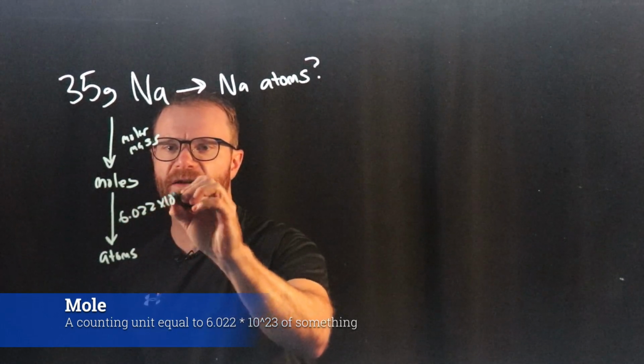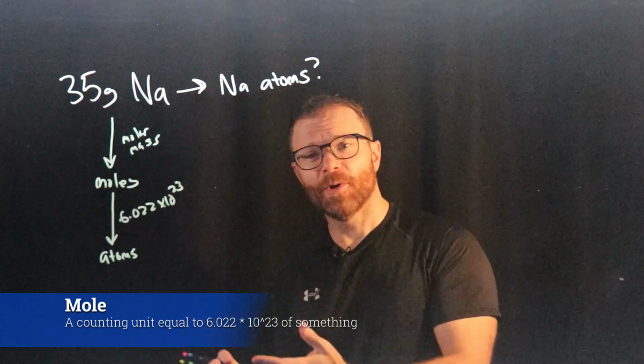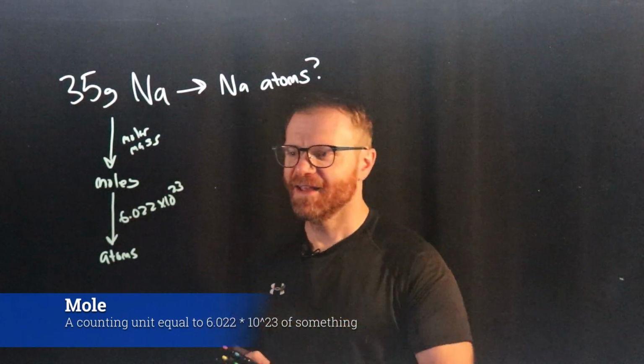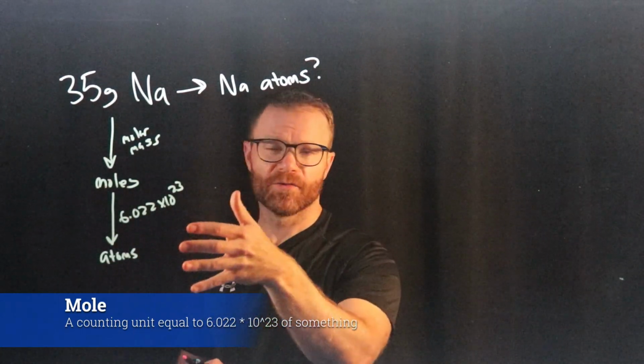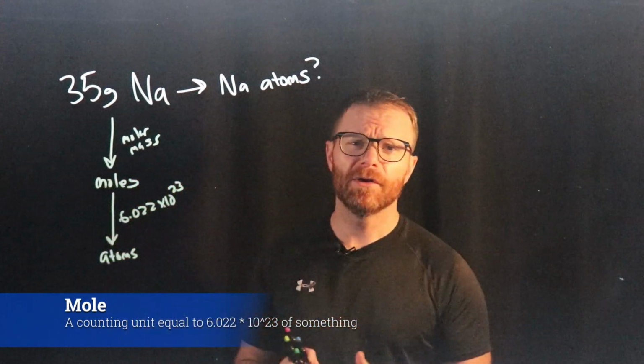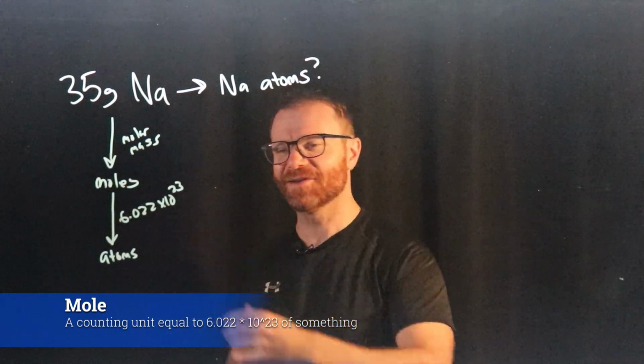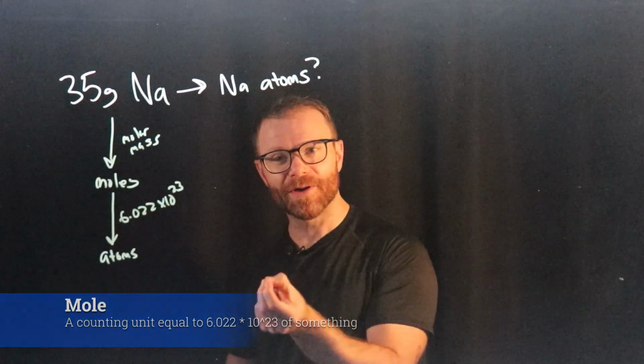6.022 times 10 to the 23rd atoms to every 1 mole. Just like there's 12 donuts to a dozen, there's 6.022 times 10 to the 23rd atoms to the mole. That's what a mole is. It's a counting unit just like a dozen, except massively bigger. It's this huge number instead of 12 because atoms are so incredibly tiny.